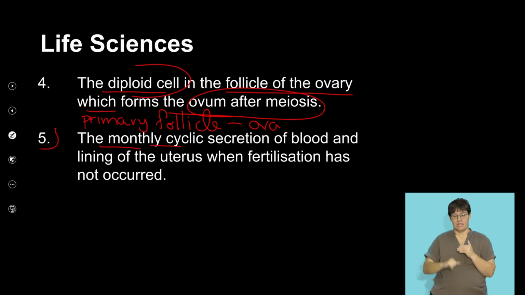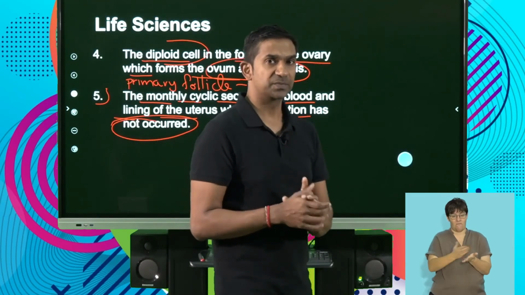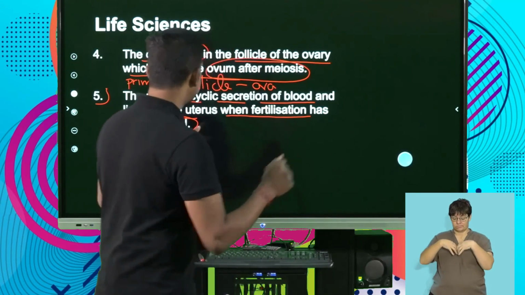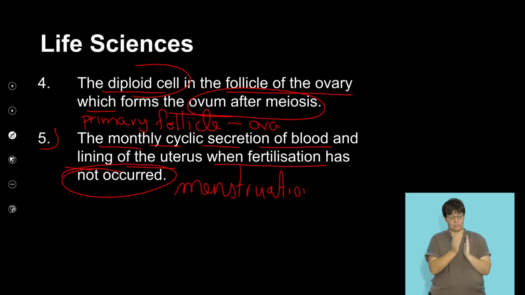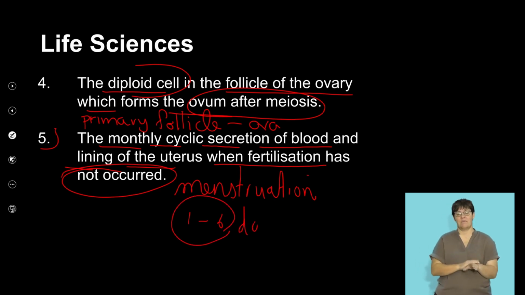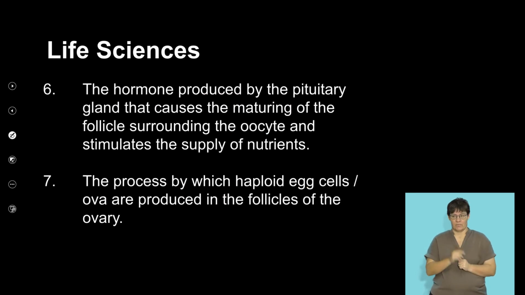The monthly cyclic secretion of blood and the lining of the uterus when fertilization has not occurred. So again, the cyclic events of the release of blood and endometrial tissue when fertilization has not occurred is referred to as the process of menstruation. And menstruation generally happens between days 1 to about day 6, or even 5, 6, or 7. So that's the average time that it takes for the process of menstruation to occur. Okay, a few more on terms.